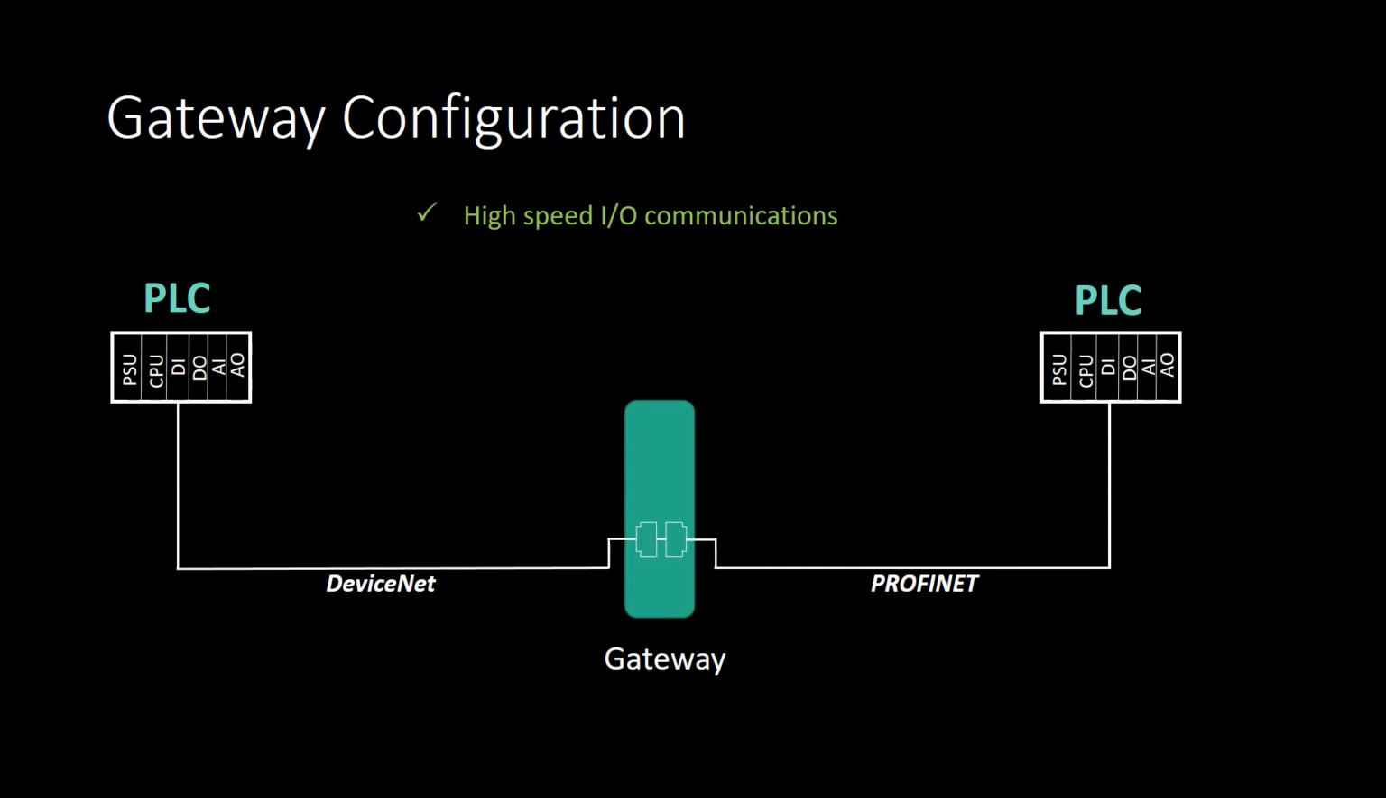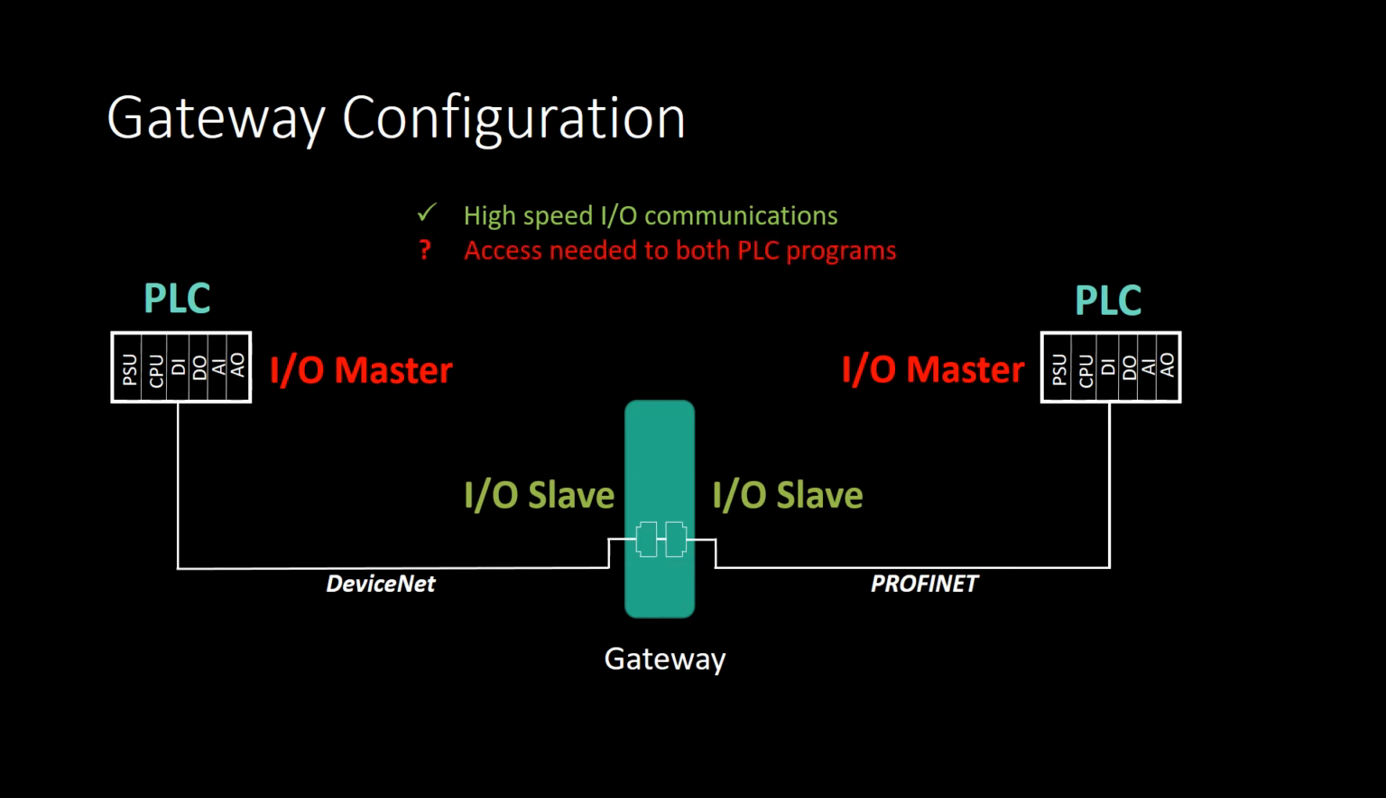In this example, the PLCs are configured as I/O masters and the gateway as an I/O slave. This means that each PLC program will need to be accessed and that full network diagnostics will be possible.